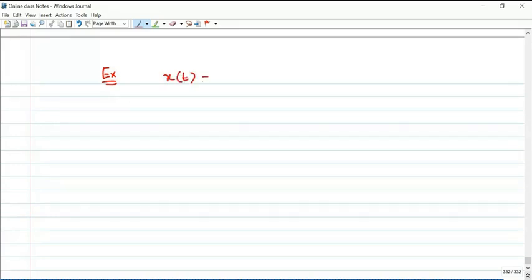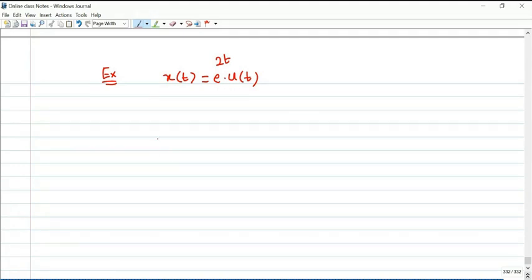Suppose x of t equal to e power 2t dot u of t. Fourier transform does not exist for this signal. Why? What is the condition for the Fourier transform to exist? Integration of x of t dt should be less than infinity. So for e power 2t u of t, integration from 0 to infinity of e power 2t u of t, you will get infinite value.